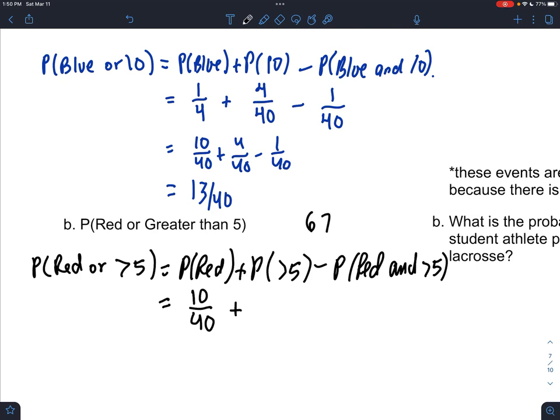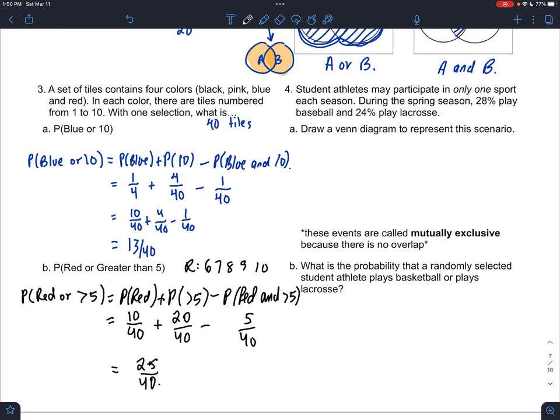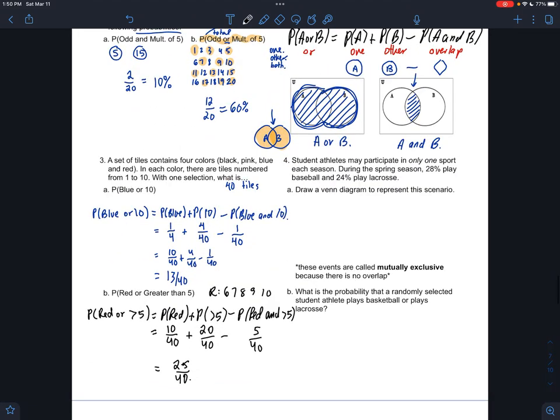That's the reasoning. So to pick a red one would be, there's 10 reds out of the 40 tiles. 6, 7, 8, 9, and 10 are all bigger than 5. So that would be 5 out of 40. I'm sorry, 5 out of 40, but there's 4 colors. So 20 out of 40. Half the tiles are bigger than 5. And which ones are red and bigger than 5? How about these 5 up here? So we do get 25 out of 40.